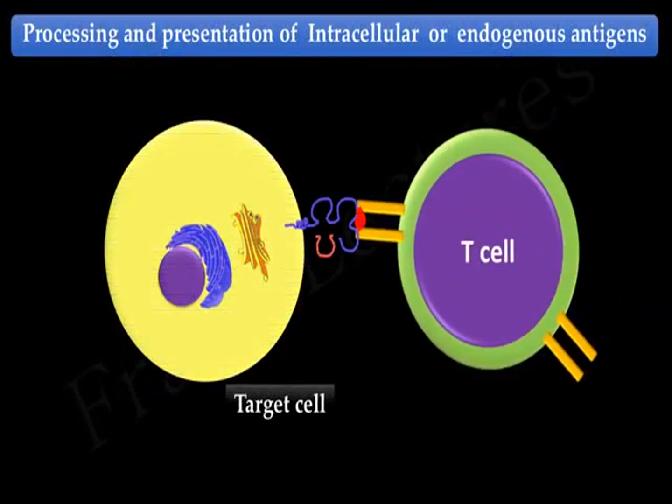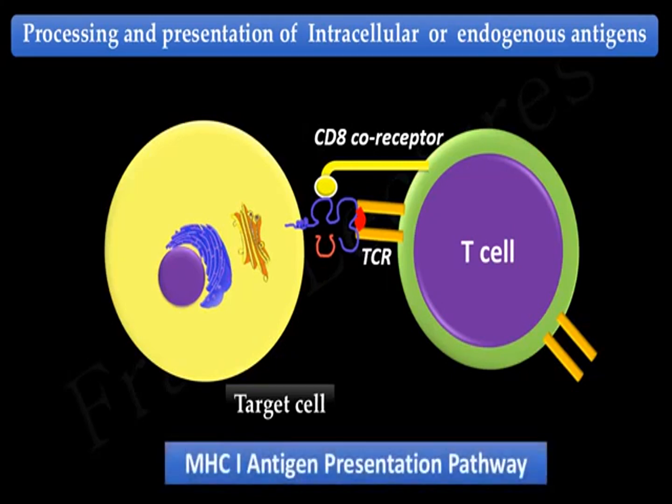For recognition purposes, T cells possess T cell receptors, which recognize the peptides presented by MHC molecules. It also has the coreceptor CD8, which recognizes the alpha-3 domain of the MHC class I molecule. Thus, T cells interact with both the peptide and the MHC molecule on the surface of the target cell. Since this pathway involves MHC class I molecules, it is also known as the MHC1 antigen presentation pathway.